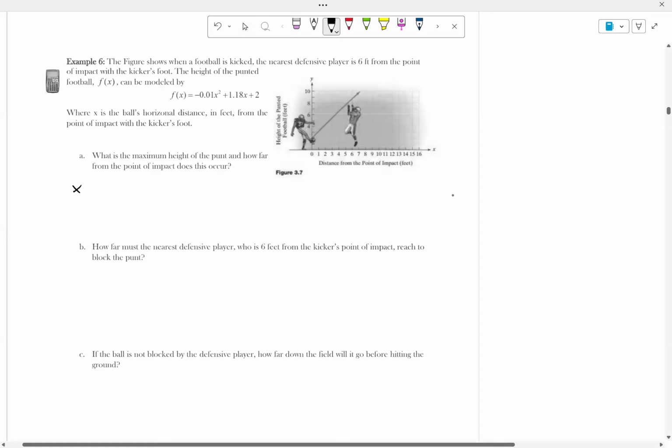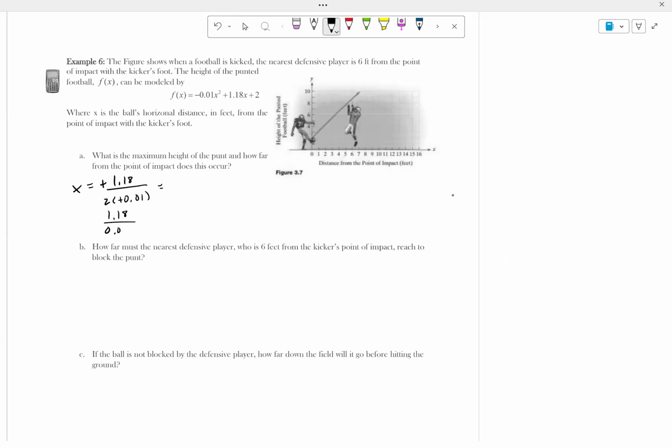x equals -1.18 over 2 times -0.01. Negatives cancel. We have 1.18 over 0.02. It says it's a calculator problem, but this is pretty easily done without a calculator. And I do urge you to, when possible, do without a calculator. So of course I move that decimal point over twice, multiplying top and bottom by 100. 118 divided by 2 is 59.